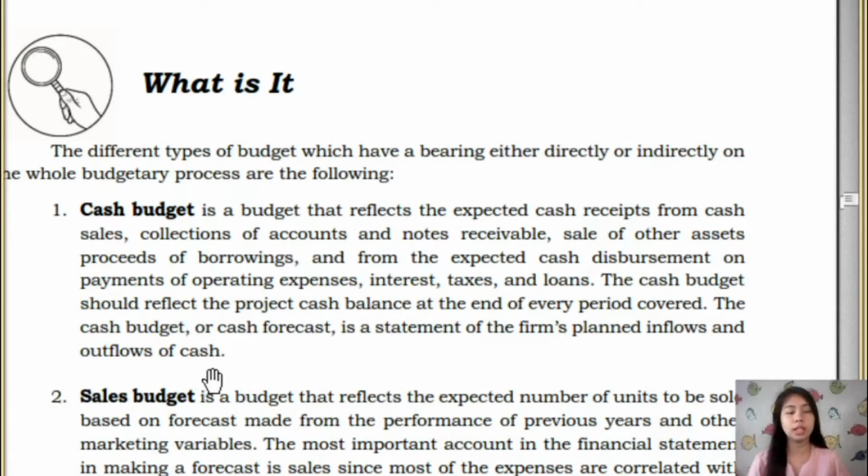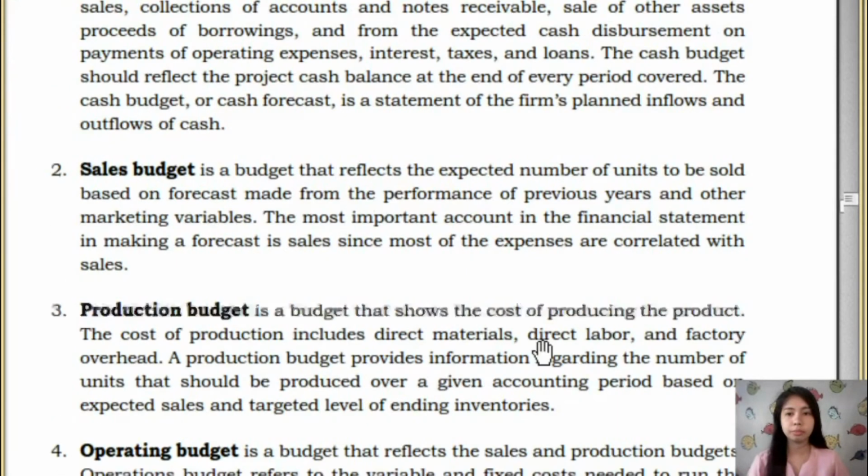So, planning, it is, as a review, planning is equivalent to forecasting and projections. So it is a statement of firms' plan inflows and outflows, which is we have in our statement of cash flow. So the cash inflows and outflows of operating, investing, and financing activities. Next, we have the sales budget.